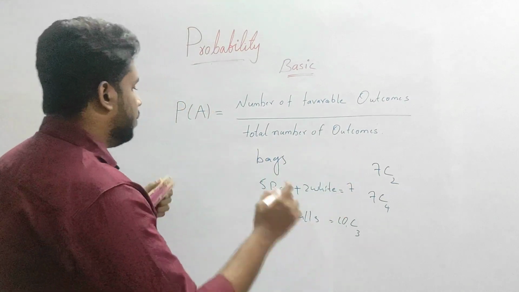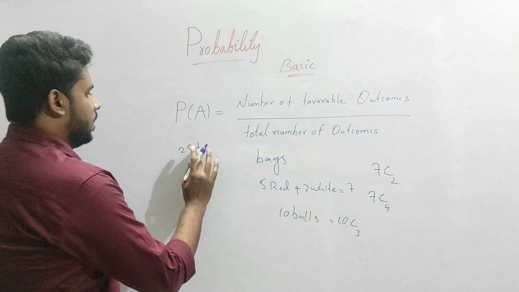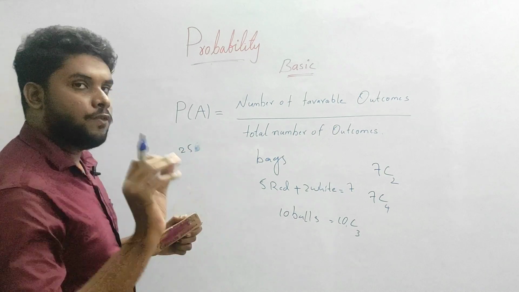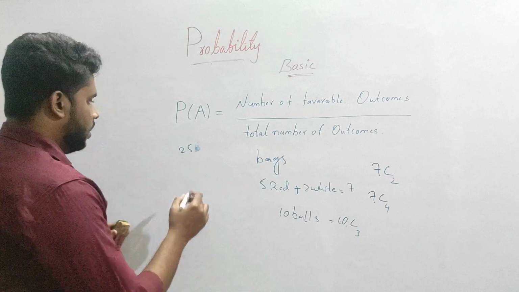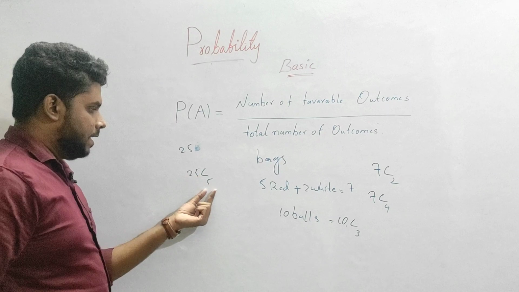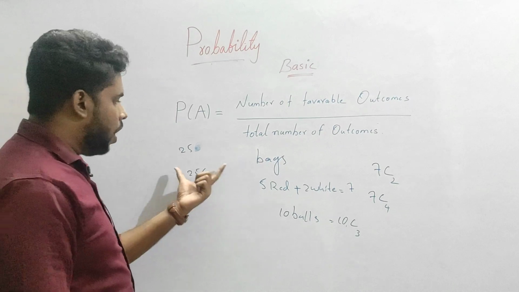Okay, now take a classroom. In the classroom there are 25 students. For a project I have to select 5 students. How can I select? 25C5. From 25 we are selecting 5. So how do you solve this problem?